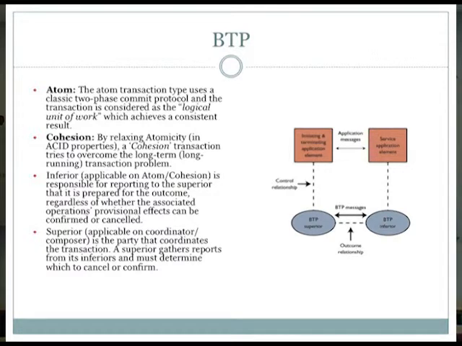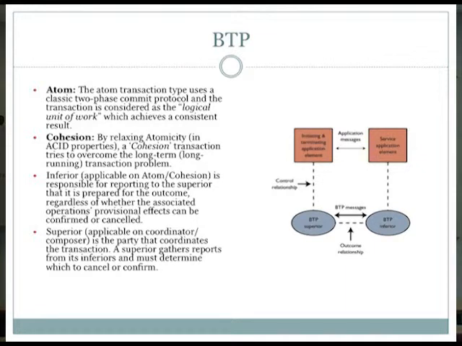BTP has two types of transactions, atom and cohesion. Atom is more like conventional transactions. It can use the conventional protocols like the two-phase commit protocol. Cohesion is for long-term or long-running transactions, or long-life transactions, all the same.